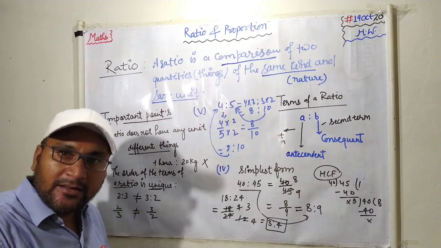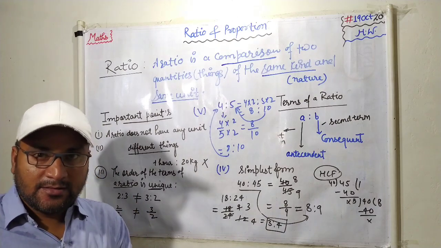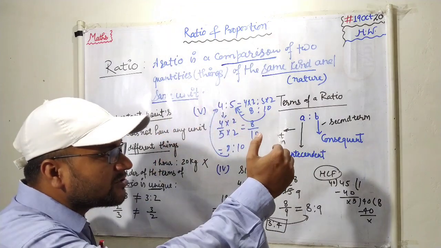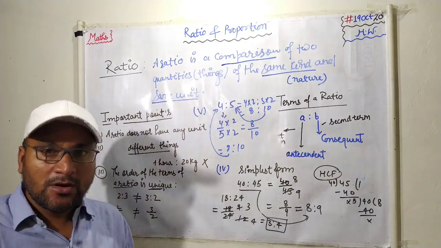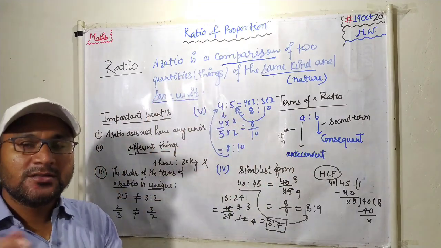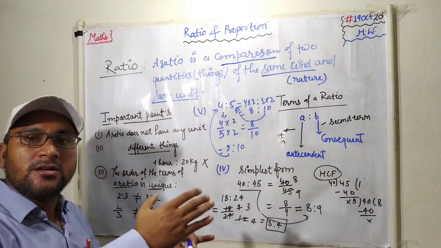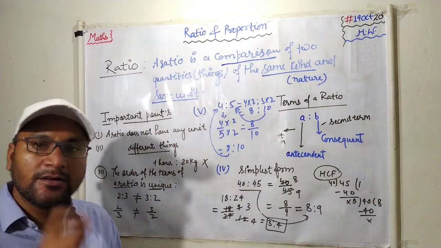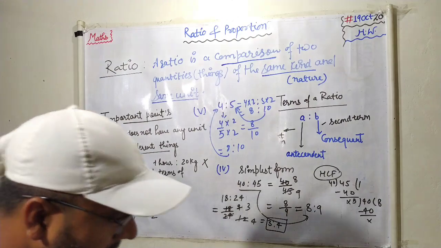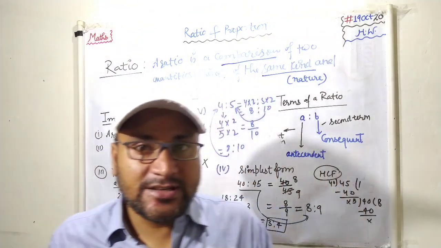By multiplying or dividing the antecedent and consequent of a given ratio by the same non-zero number, there is no effect on the originally given ratio. Okay, the ratio is unchanged.